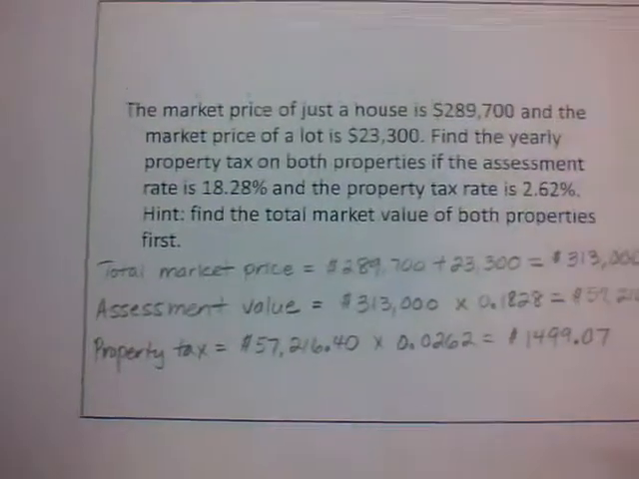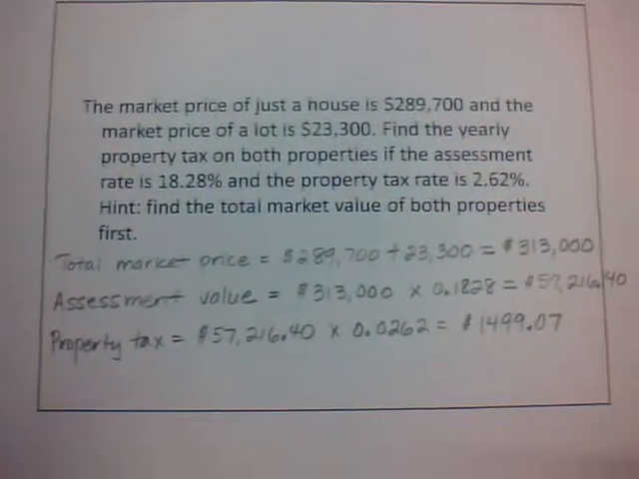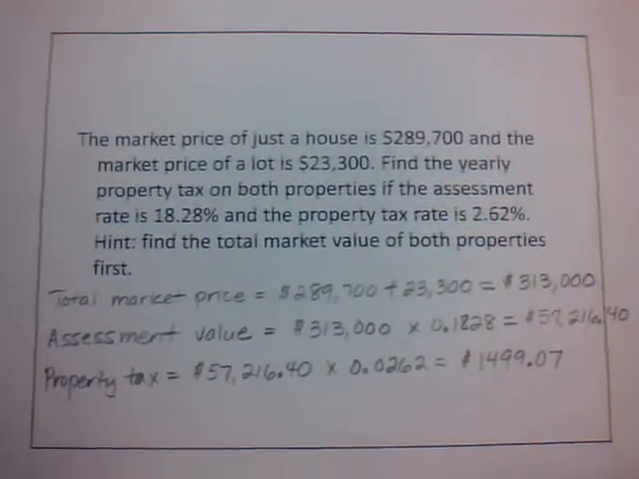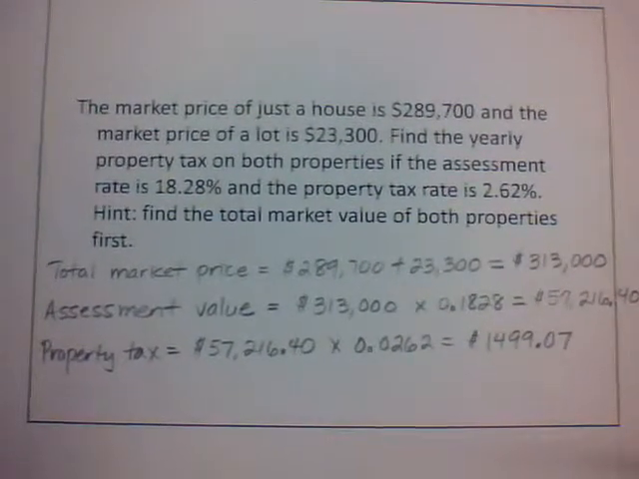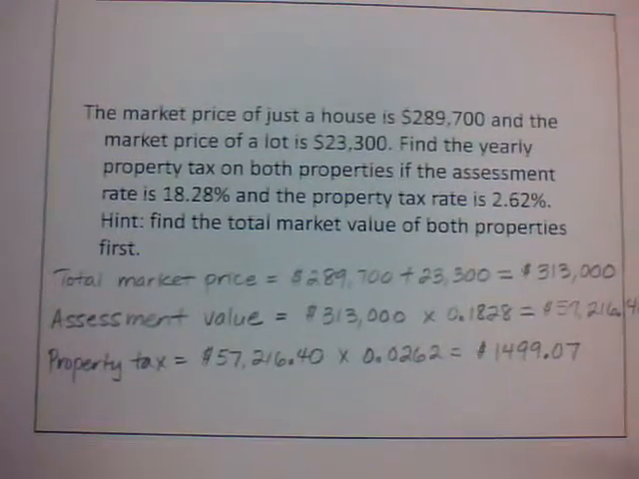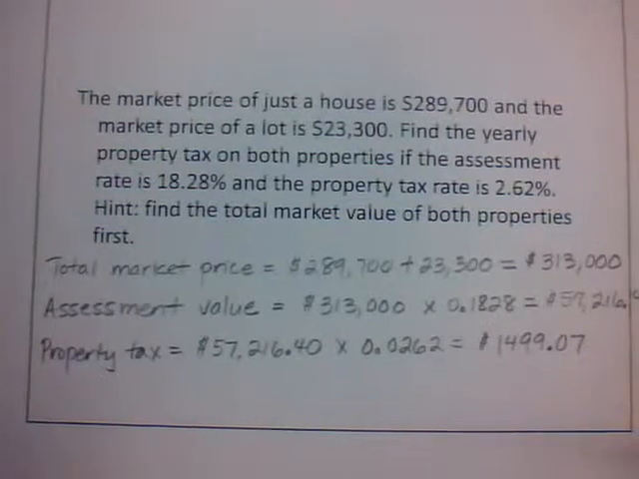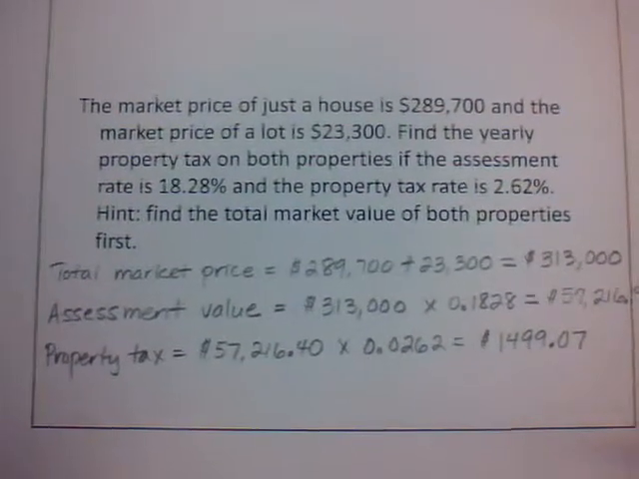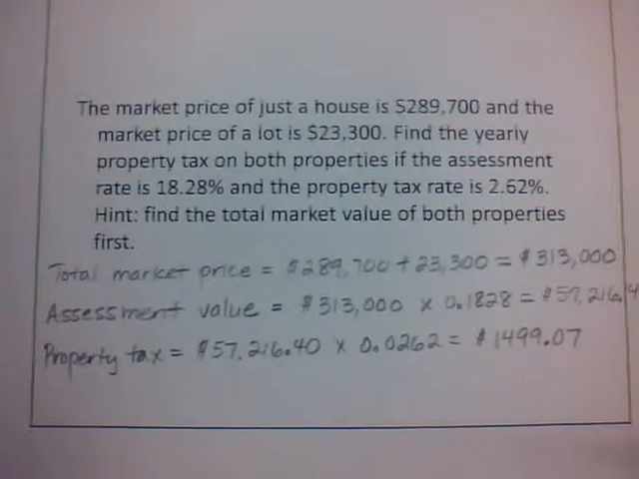Okay, and one more example. The market price of just a house is $289,700, and the market price of a lot is $23,300. Here we find the yearly property tax on both properties if the assessment rate is 18.28% and the property tax rate is 2.62%. Now, they give us a hint to find the total market value of both properties first.